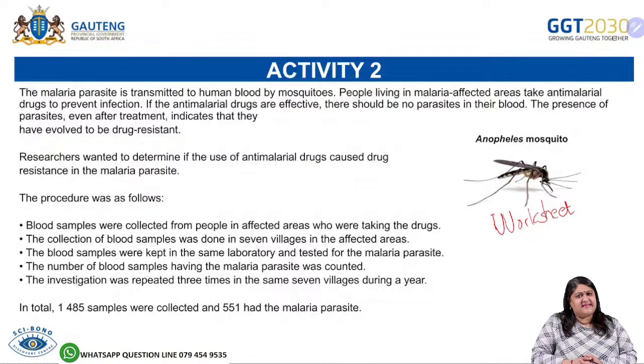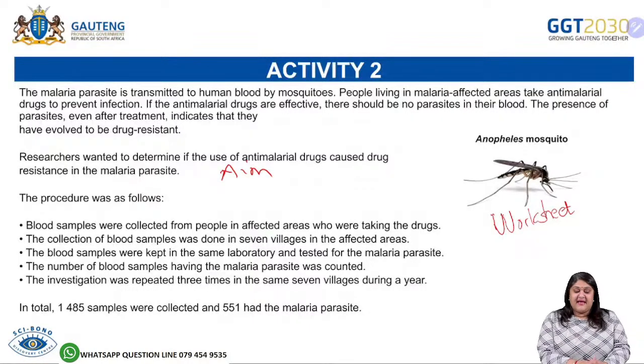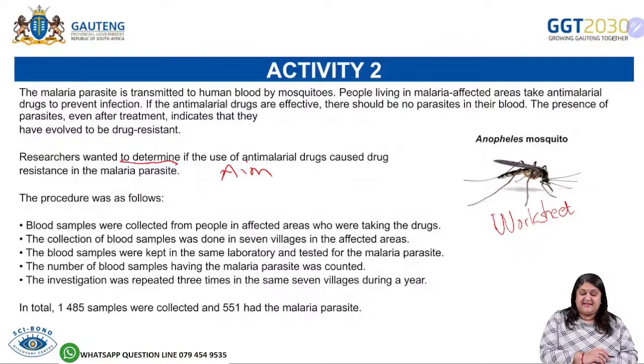Now, this is giving us a lot of information. They explain to us about the malaria, and you are seeing that it's about natural selection and it's about evolution in present times. But then they have an important thing over here. This is the aim of the investigation. They wanted to determine if the use of anti-malarial drugs caused the drug resistance in the malaria parasite. That is the aim. How do we know? Whenever you see to determine, that is the aim.